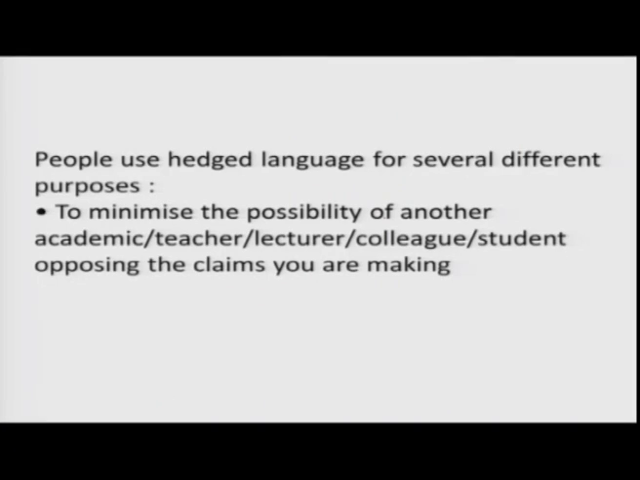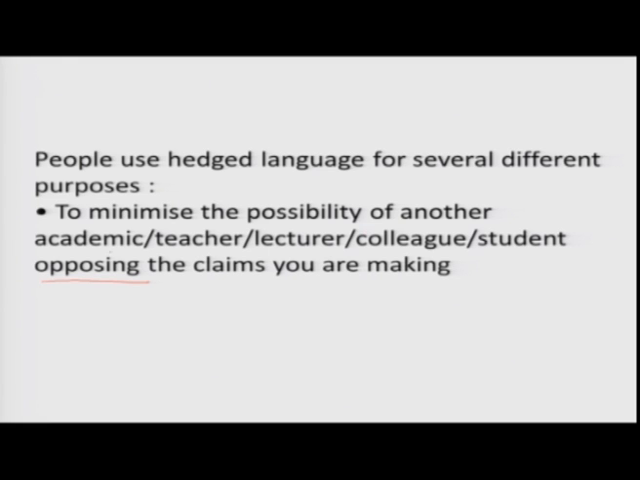In the academic context, people use hedging devices for several different purposes. They are listed here. One, to minimize the possibility of your peer opposing and demolishing your arguments in a very simple manner. It means if you make some claim with a very high level of certainty, then it becomes easier for people to question it.